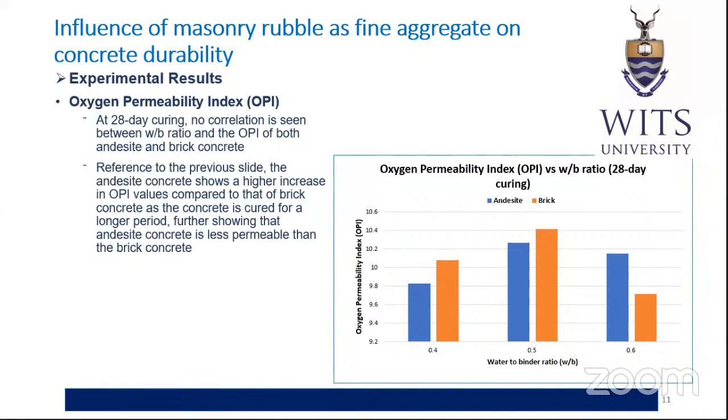Generally, the longer the cure, the higher the OPI, resulting in the concrete being less permeable, which is the case for both the brick and the andesite concrete when we discard the 0.4 mix ratio. In reference to the previous slides, the andesite concrete shows a high increase in the OPI values compared to that of brick concrete, as the concrete is cured for a longer period. A further showing the andesite concrete is less permeable than the brick concrete.